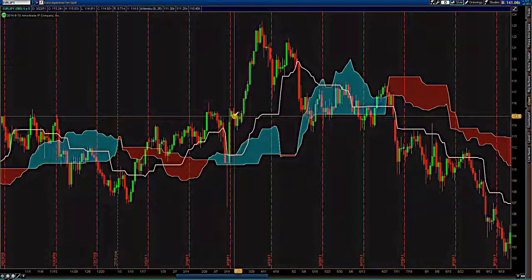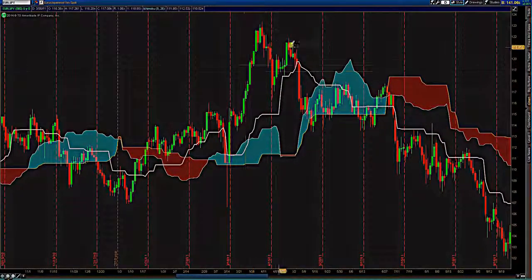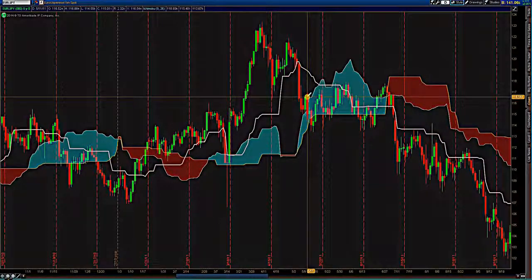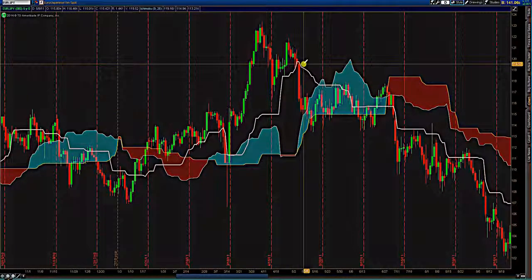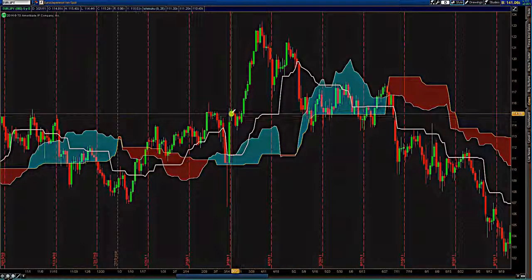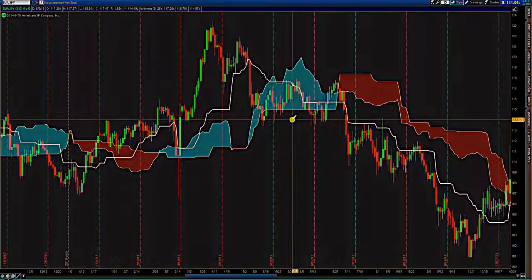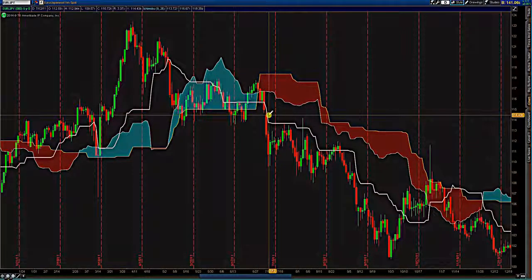So if we would have taken a long at this price right here at 114.80, we could have got out on a price break below, and it broke below and closed below at 119.52. So from 114 to 119. Another example here, price broke below the Kijun, would have got in.